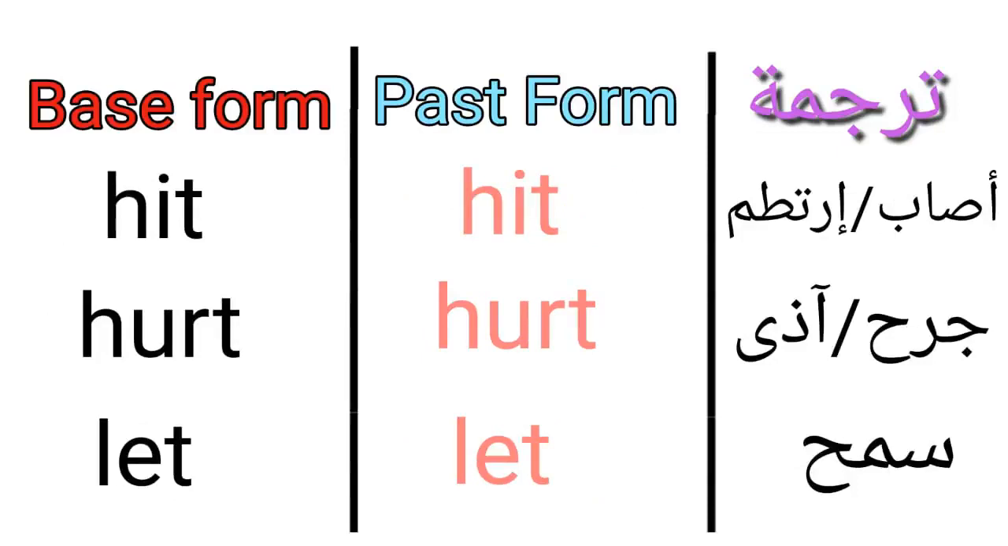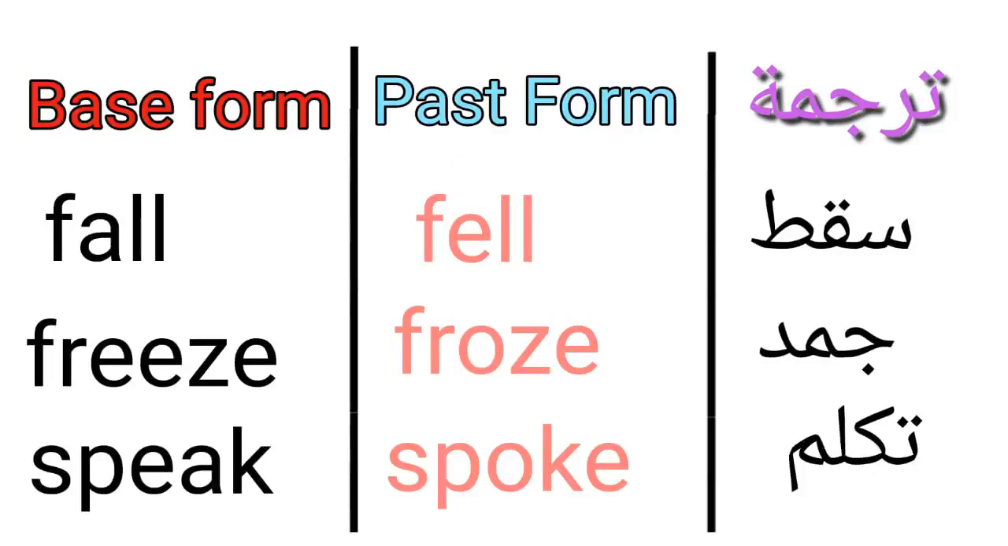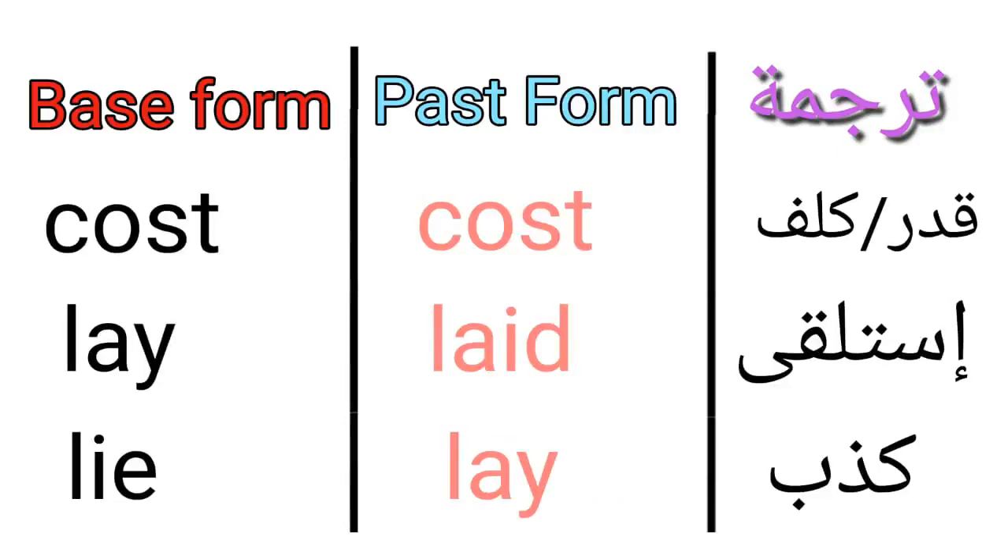Verb to hit, which means أصاب أو ارتطم, past form hit. Verb to hurt, which means جرح, hurt. Verb to let, which means سمح, let. Verb to fall, which means سقط, fell. Verb to freeze, which means جمد, past form froze. Verb to speak, which means تكلم, past form spoke. Verb to cost, which means كلف, cost.